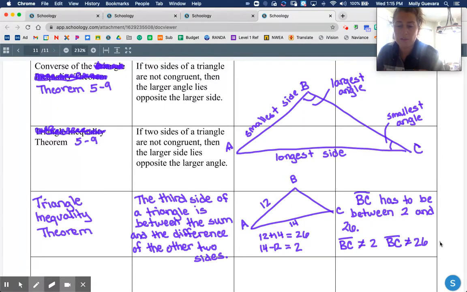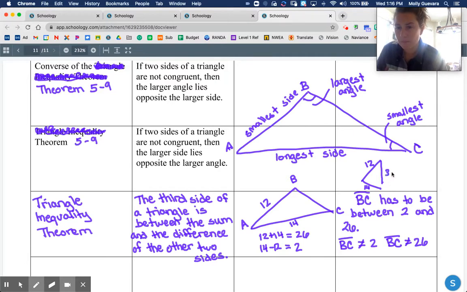If, for example, BC was 30, then I would not be able to make this triangle work. Okay, so hopefully that makes sense. So just to show you an example, if this was 12, right, so that's 12, and then this guy's 14. In order for it to be 30, it'd have to be like this, and it wouldn't reach.